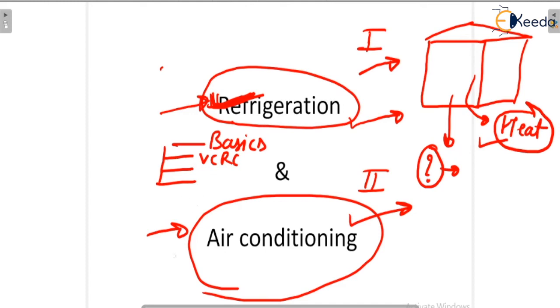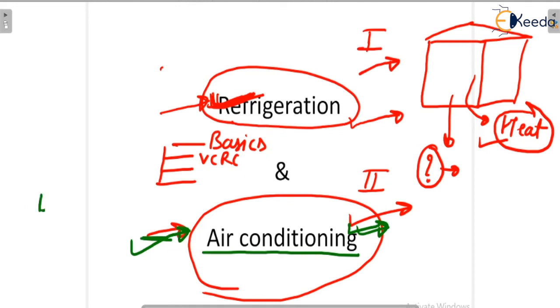What is our next topic? The next part of this subject is named air conditioning. So, my dear friends, in air conditioning, what are we going to study? In this topic, we are going to study that air conditioning is a process of maintaining temperature, humidity, that means moisture content, air motion and purity of air, and also the oxygen level simultaneously.